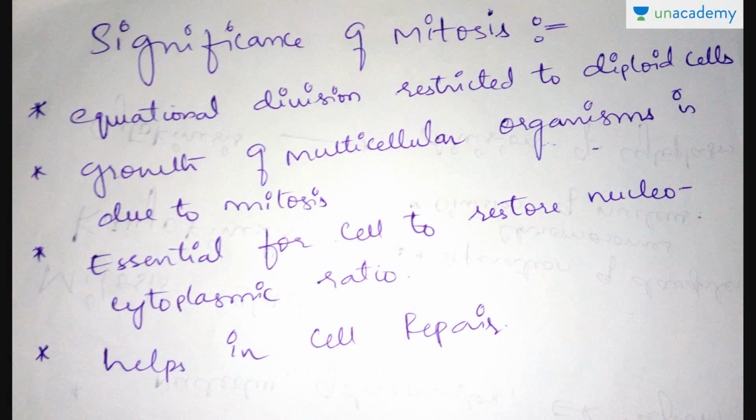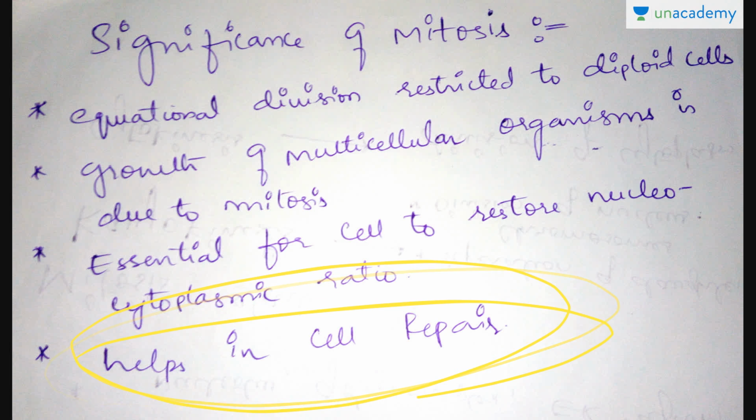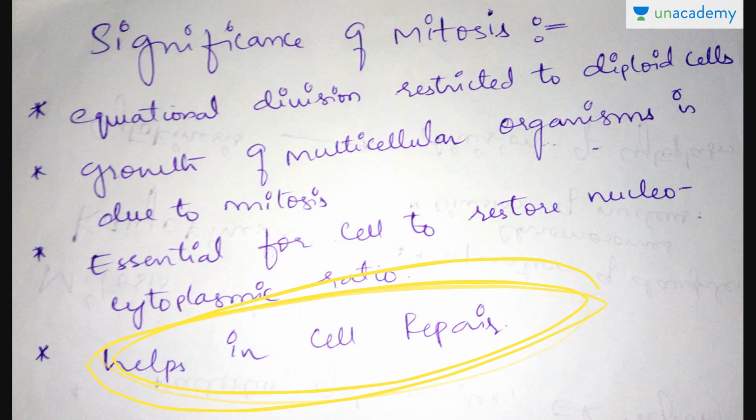Coming to the significance of mitosis, why is mitosis important? It is also called equational division, which is only restricted to diploid cells. So haploid cells do not undergo mitosis. Okay, the growth of multicellular organisms is only due to mitosis, and it is essential for the cell to restore its nucleocytoplasmic ratio. With the process of mitosis, cell repair can be done, or the diseased cells or the dead cells can be repaired.